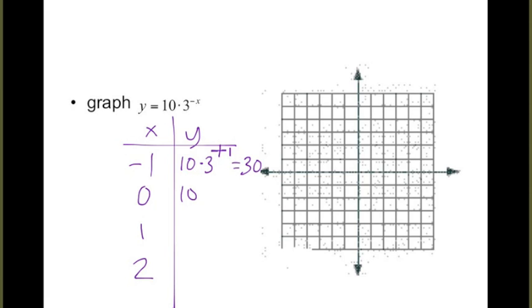Anytime you plug in 0, you're just going to get the front number. And when I plug in 1, I'm going to have 10 times 3 to the negative 1 because the equation has a negative in there, and our x is 1. So that negative 1 exponent is going to flip it over, and this becomes 10 thirds or 3 1/3.